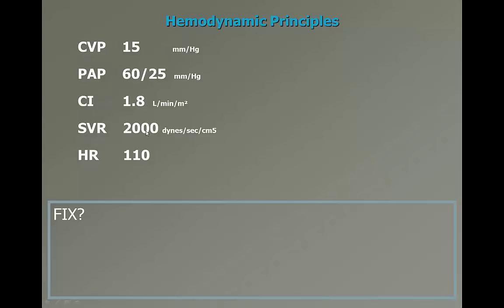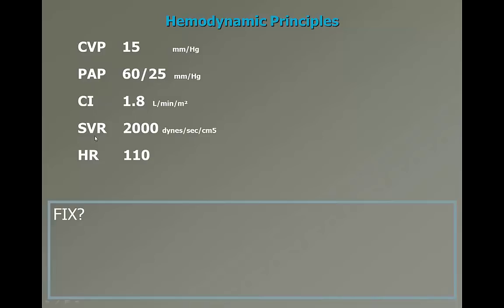When you see that the SVR is elevated, that is a means of compensation. The cardiac output goes down, and therefore the body compensates by vasoconstriction when the cardiac output is less than adequate. You also notice that the heart rate is elevated. Again, both of these are compensatory mechanisms because the cardiac output is down.